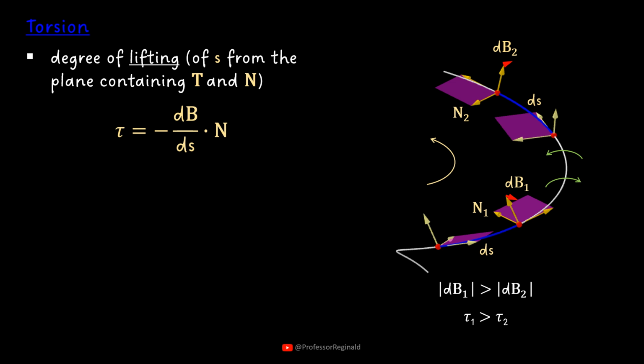That is, we can say that the space curve has a steeper lift on the first arc rather than on the second arc. The planes along the first arc have gone through a higher degree of twisting than the planes on the second arc. For a space curve defined by a vector-valued function in terms of a general parameter t, torsion is given by the following formulas.